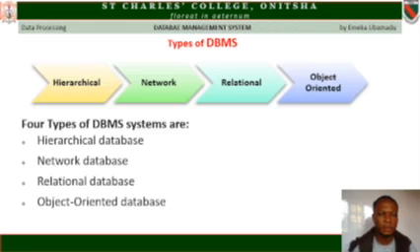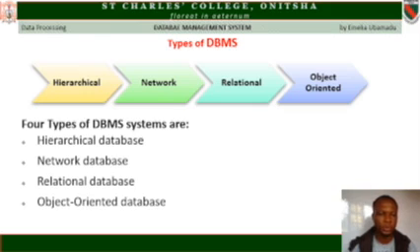Now let's see the types of DBMS. We have 4 basic types of DBMS. The first one is what? Hierarchical. The second one is what? Network. And the third one is relational, and the fourth is object-oriented, as being labeled in the structure above.